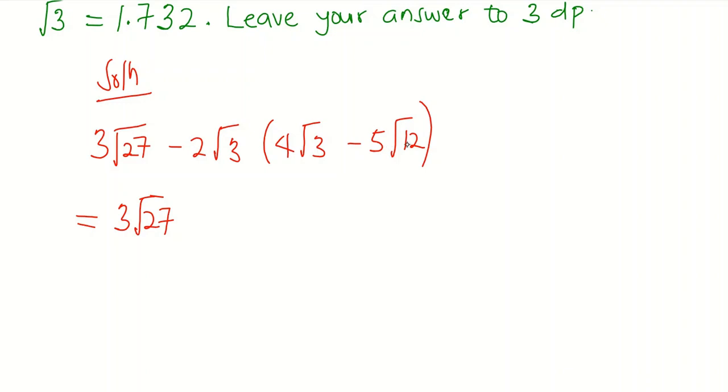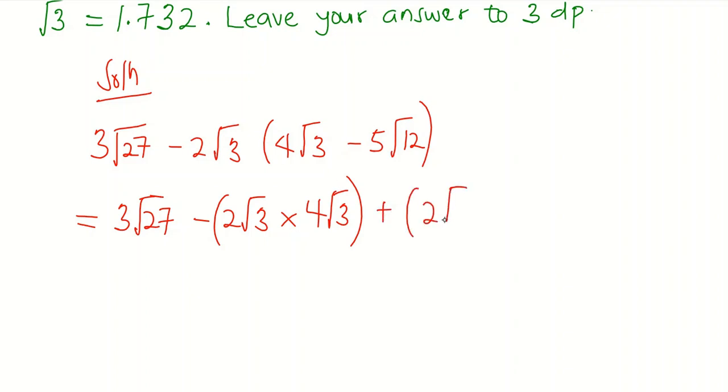and minus 5 square root of 12, which means 2 square root of 3 is going to multiply 4 square root of 3, and we have 2 square root of 3 times 4 square root of 3. Now we can put this in one bracket for it not to confuse us, and we have minus 2 square root of 3 and minus 5 square root of 12. So when minus and minus multiply, we're going to get plus, and then we have 2 square root of 3 multiplied by 5 square root of 12.